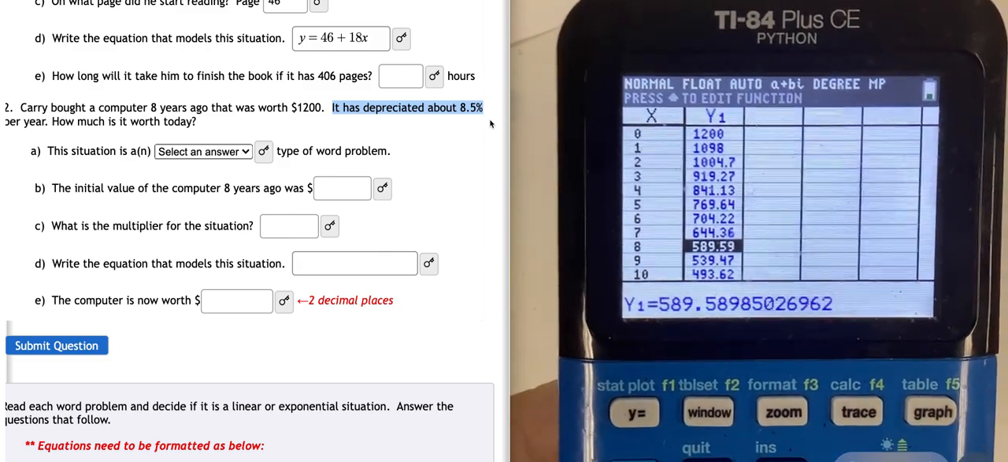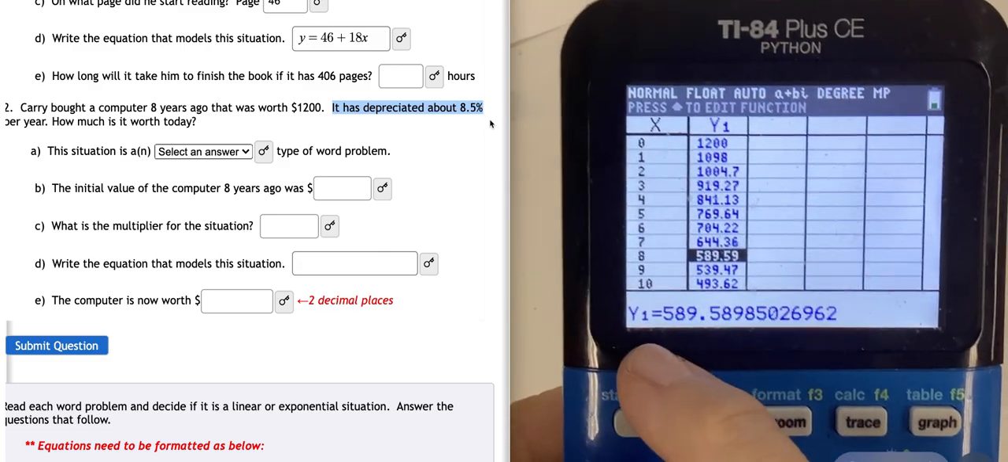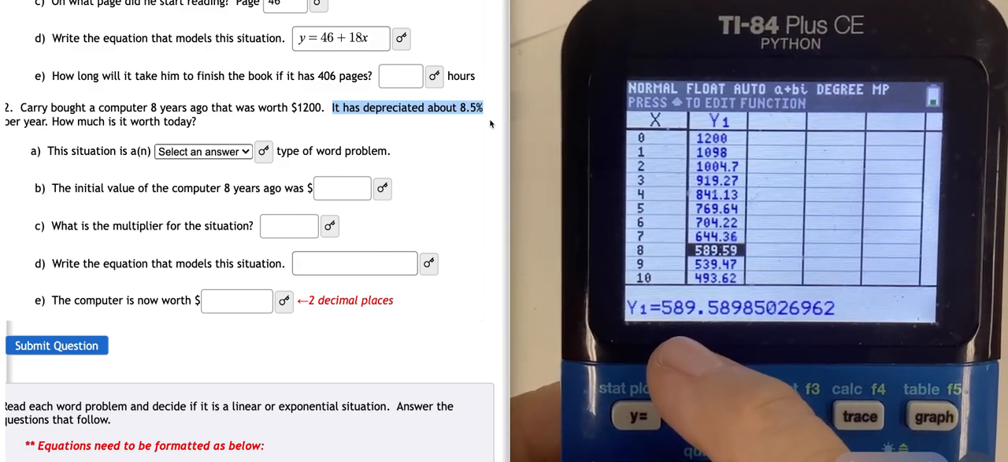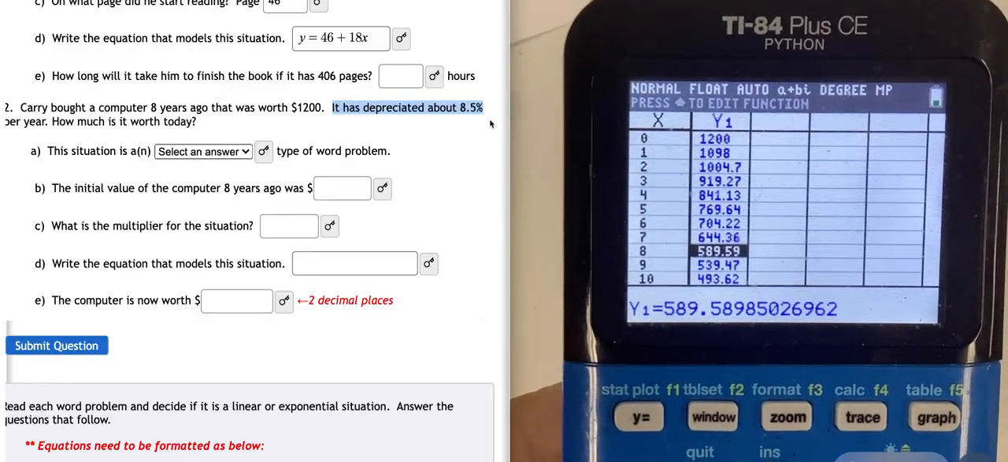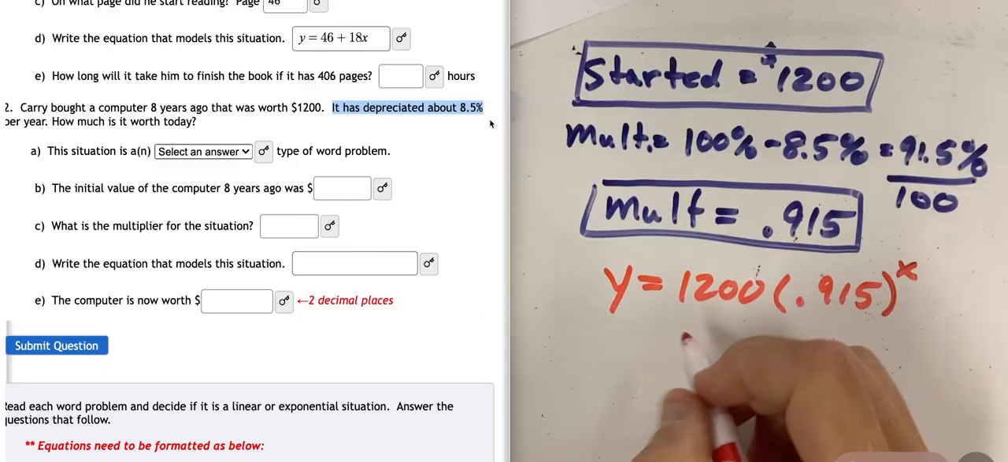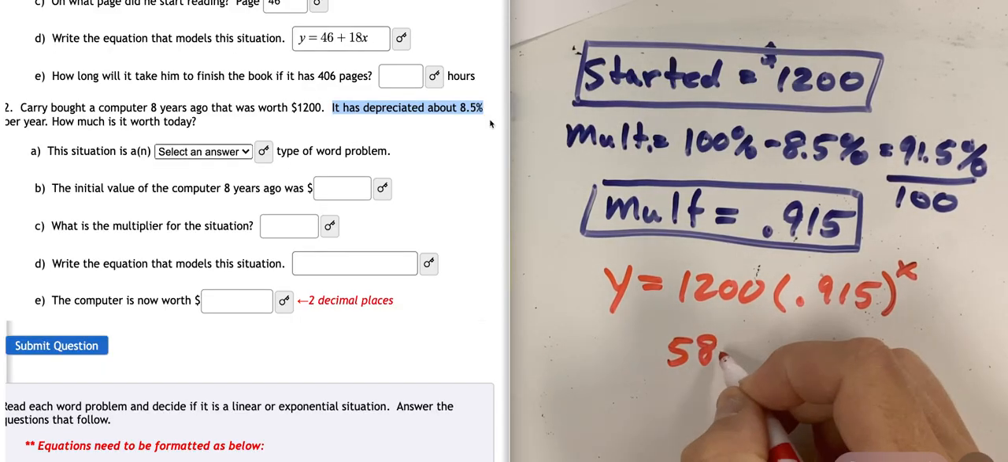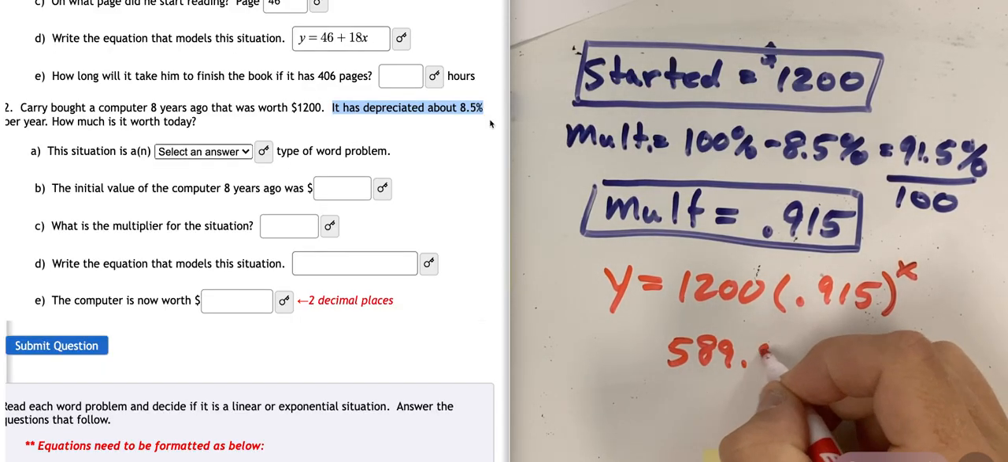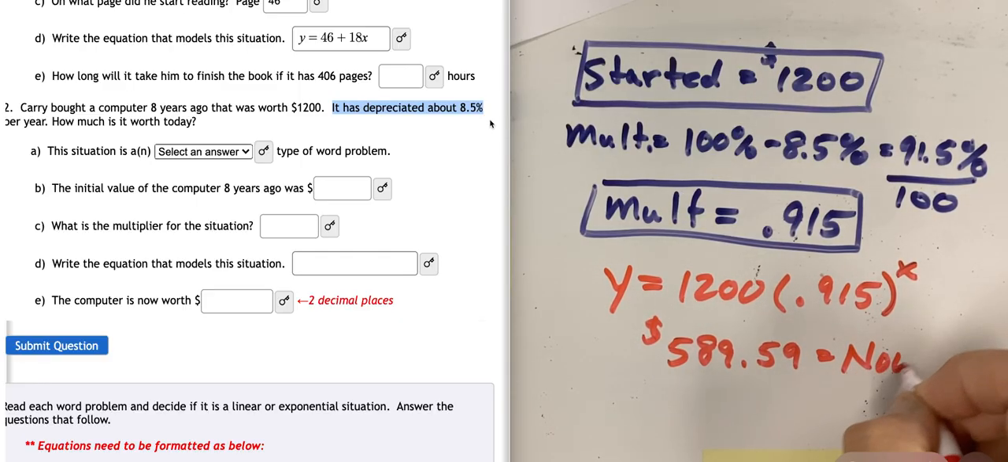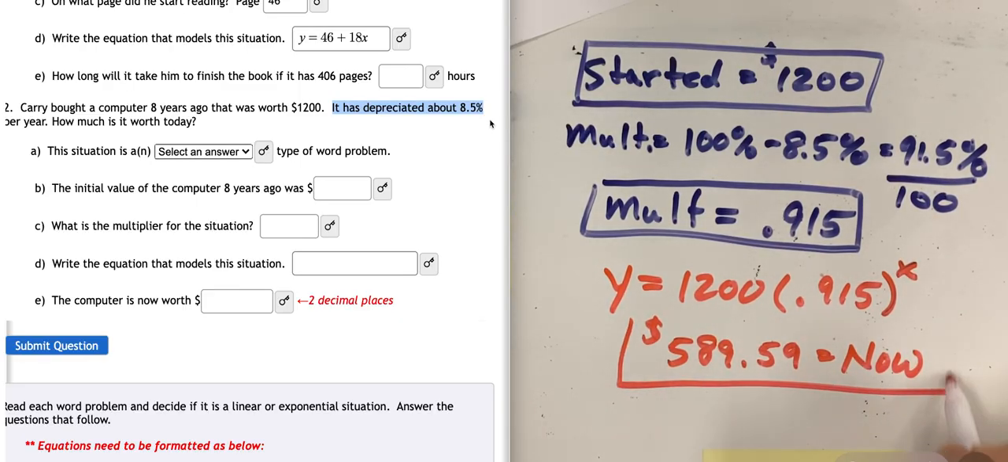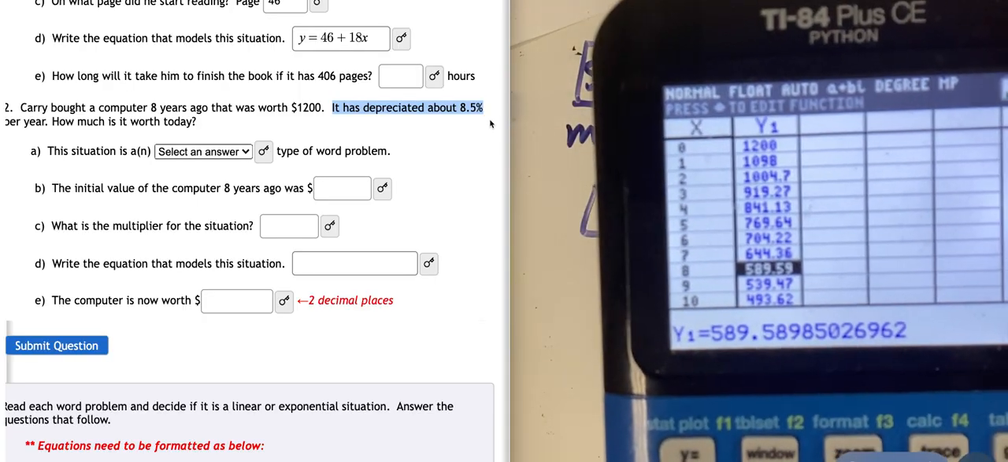This skill is so important because if you put in 589 for the answer, it's going to mark it wrong. You have to have your pennies correctly written as well. So it's 589.59. So the answer is going to be 589.59, rounded correctly, for the actual now amount. And the now is 8 years later from when you started, using the table to get the answer right there.